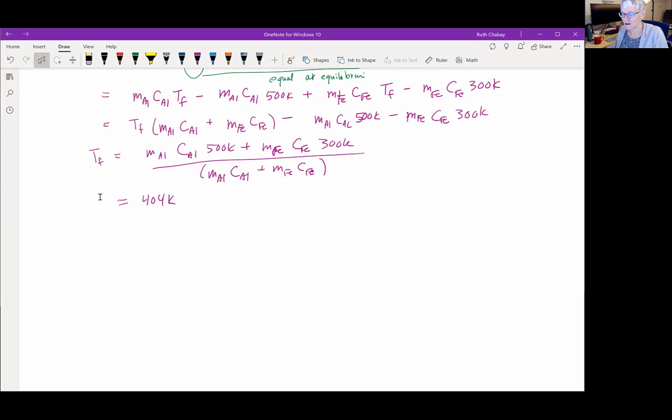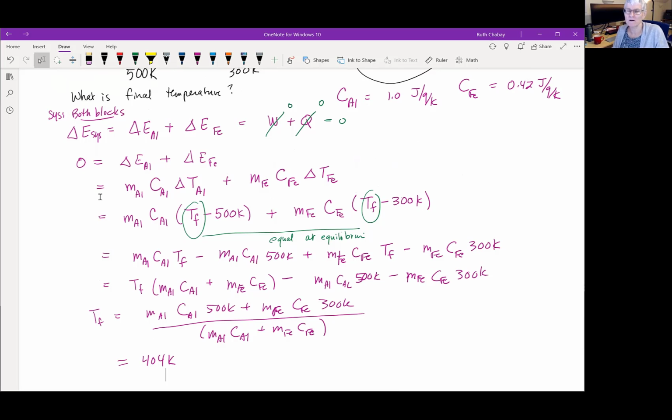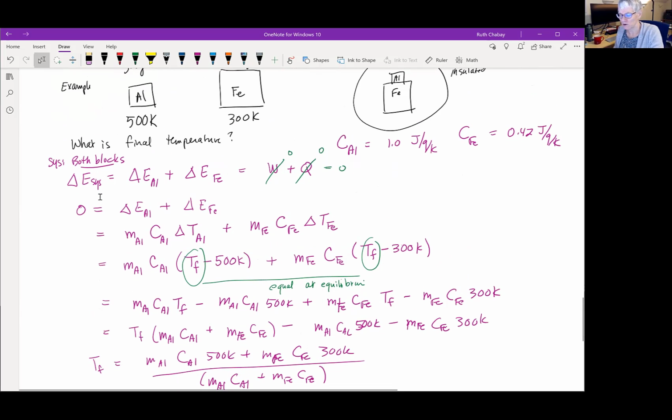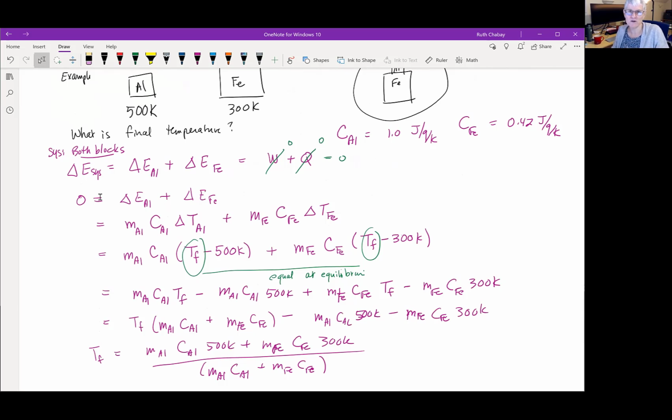So notice that the thermal energy of one block decreased in this situation. The aluminum is now at 404 Kelvin instead of 500 Kelvin, so it got cooler. So energy flowed out of it. So for that particular block, if you took that block as the system, Q would be negative.